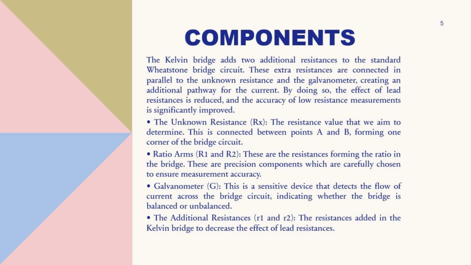After that, galvanometer G. This is a sensitive device that detects the flow of current across the bridge circuit, indicating whether the bridge is balanced or unbalanced. And last but not least is the additional resistance r1 and r2, the resistance added in the Kelvin bridge to decrease the effect of lead resistance.